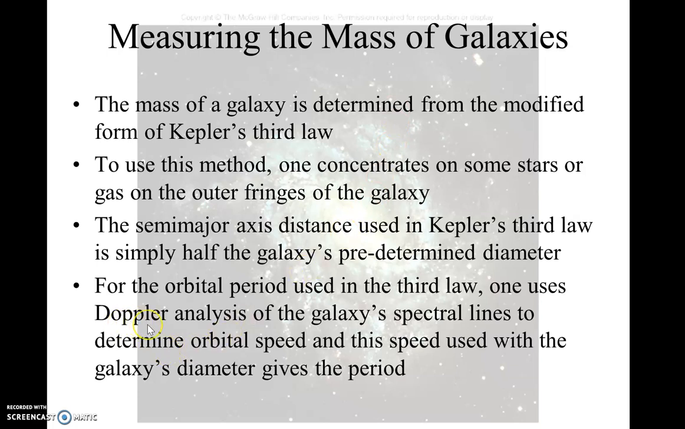You can measure the velocity of it by using the Doppler effect and looking how the spectral lines have shifted, and you can determine what's called the orbital speed, so how fast that particular star is moving around its own galaxy, and then you can actually work out the mass. You also have to figure out how far away that star is from the center of its galaxy. If you get those pieces of information, then mass comes from the modified version of Kepler's third law.